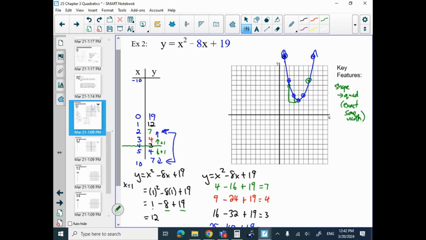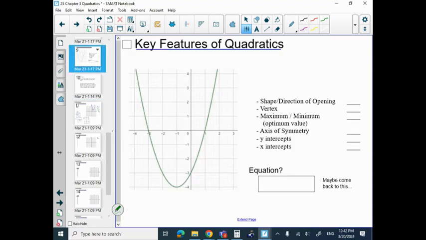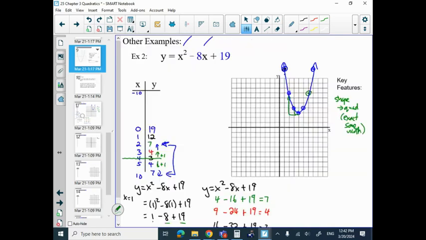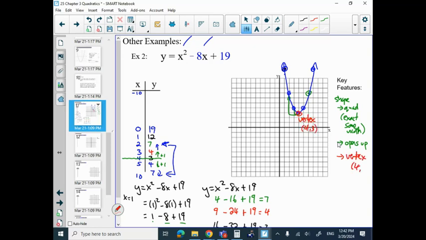What else do we have for features? We had the shape and direction of opening and so on, right? So put in here, it opens up. The vertex, let's label that vertex. Right there, you can tell it's the vertex, and that's at 4, 3, isn't it? So the vertex is at 4, 3. So vertex at 4, 3.